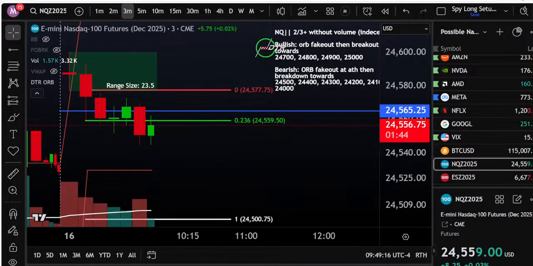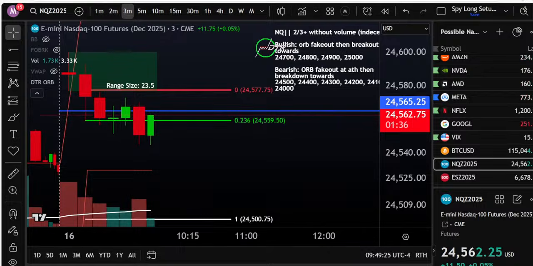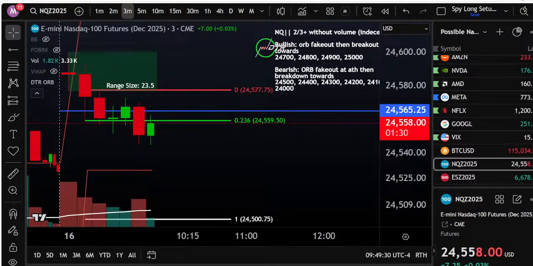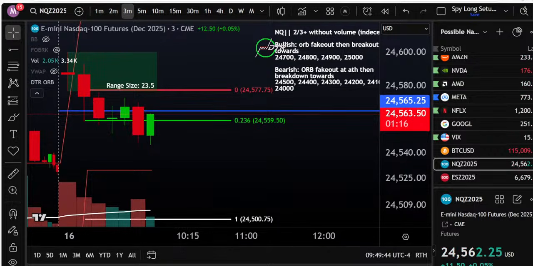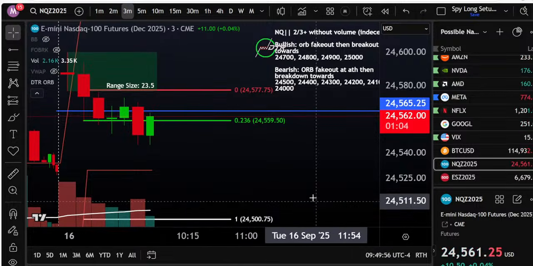Keeps getting stuffed. All right, so I'm going to start to set up my order a little bit here. Again, guys, right? NQZ futures, December contract, right? So stop loss would be 578. And it'd be a one contract play. And let's watch around this 565 area.